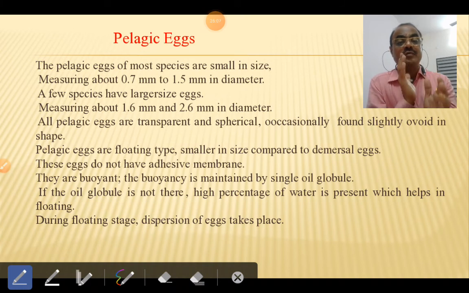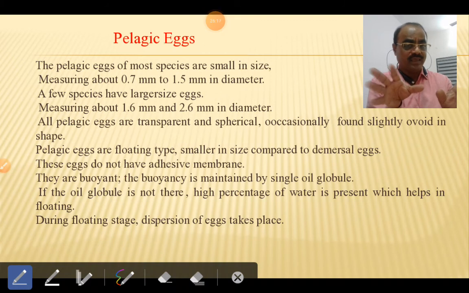And during the floating stage, the dispersion of eggs takes place. They do not stay at one place, they get dispersed, scattered. Already they are isolated. That's why easily dispersion takes place inside the water. This is the pelagic eggs.